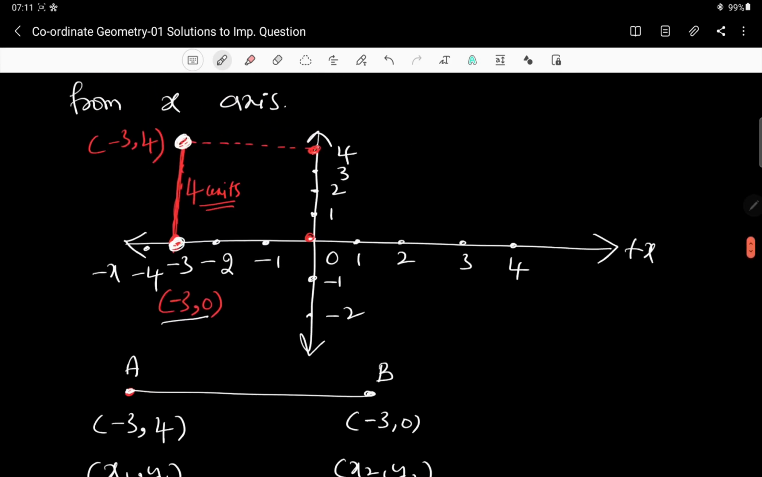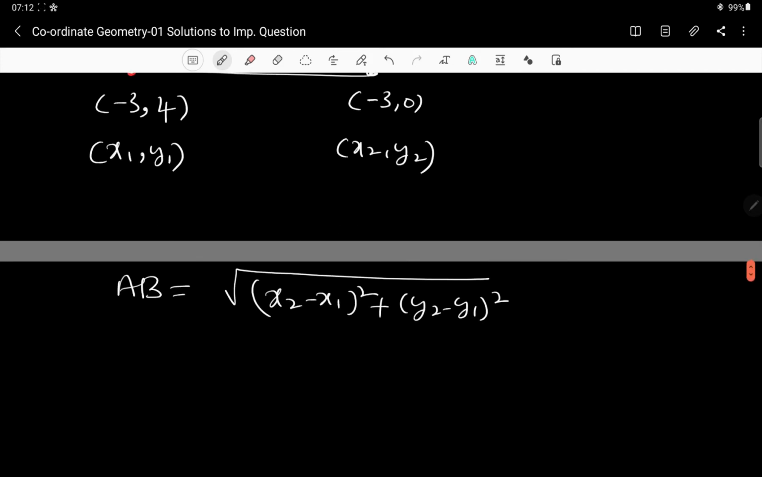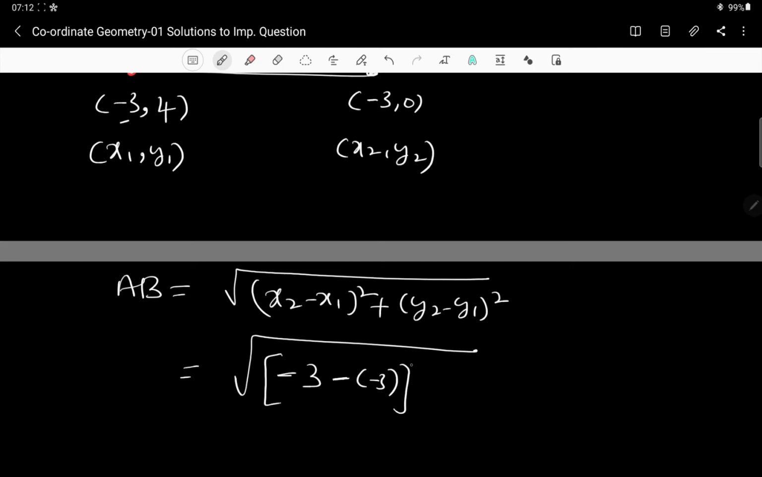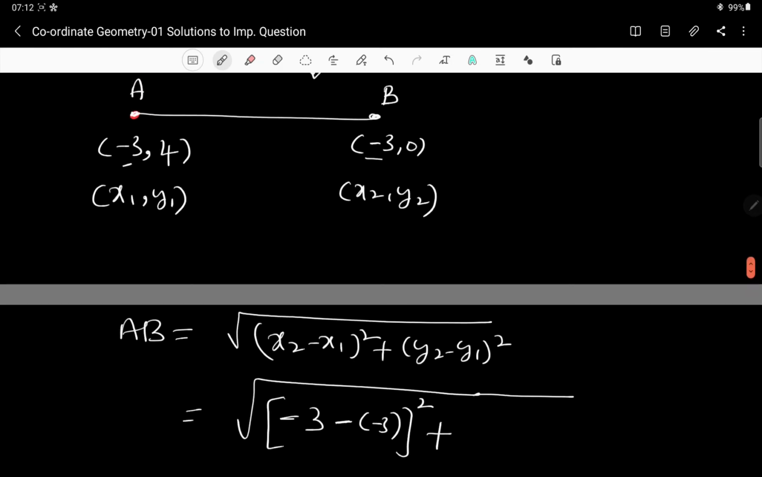From the x-axis, if they're asking directly, you take this point, whichever is vertically down from this. So under root, x2 is minus 3 and x1 is, look at this, what is this x1? This is minus 3, minus of minus 3, then it becomes whole square. Please try to understand this. x2 is minus 3, minus x1 means minus of minus 3, plus then it becomes y2 minus y1, 0 minus 4 whole square.